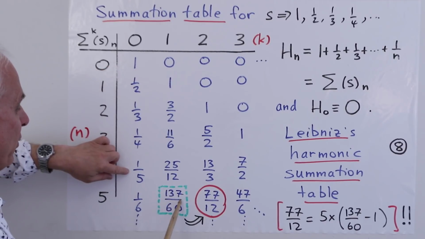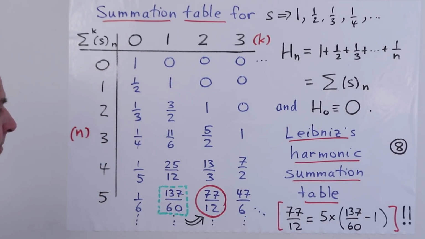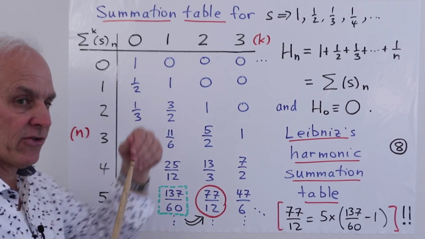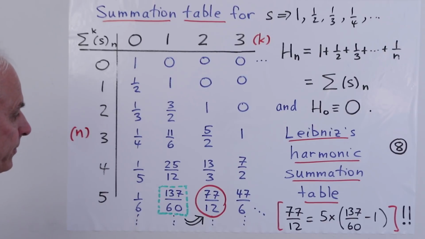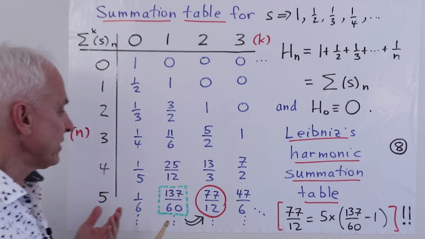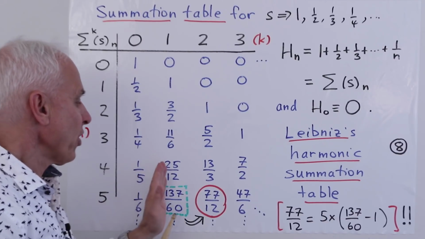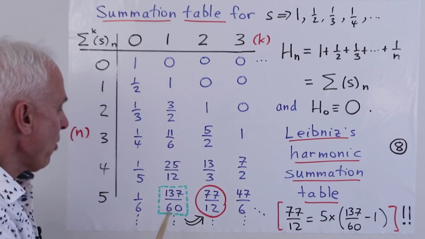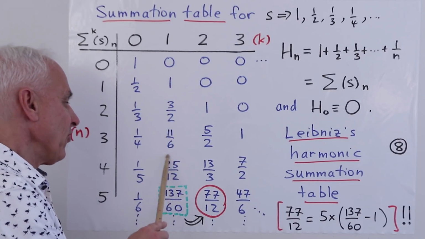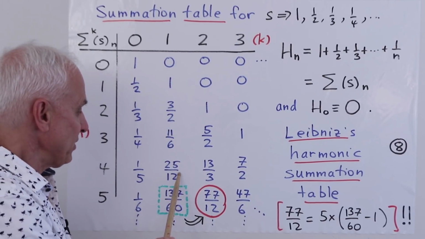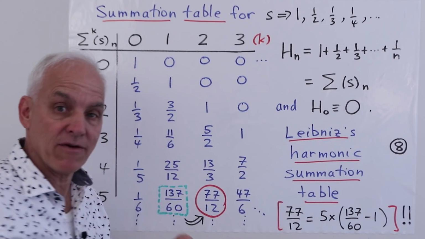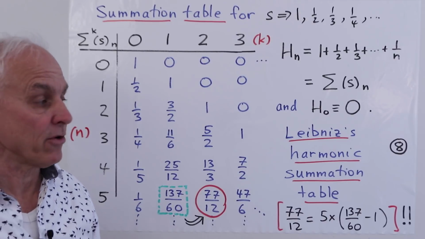h sub 5, 137 over 60, and it carries on. By convention, h0 equals 0. We always start our summations with a 0. Now, typically we would expect that the amount of work required for such a summation table is going to keep on increasing. Already at this level here, there's no easy way of obtaining one of these entries other than to actually perform the arithmetic of adding all these reciprocals together.